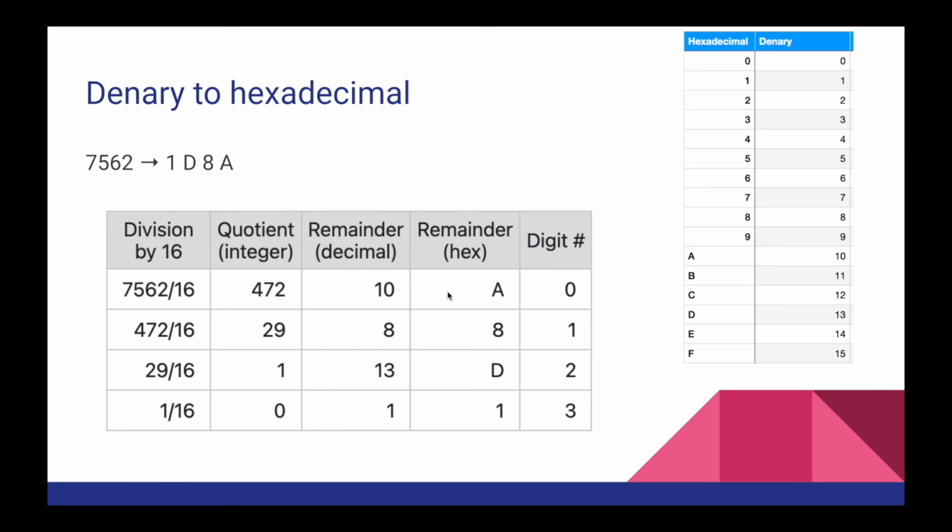So, creating a table like this would be very useful. The remainder 10 would correspond to A as shown here. 8 will be 8 and 13 will be D and 1 will be 1. We have to take them in reverse. So 1D8A will be the hexadecimal value.